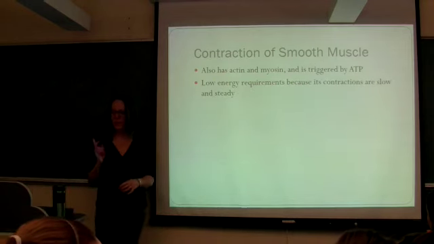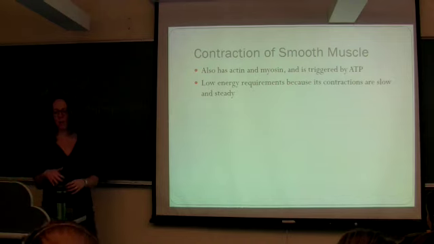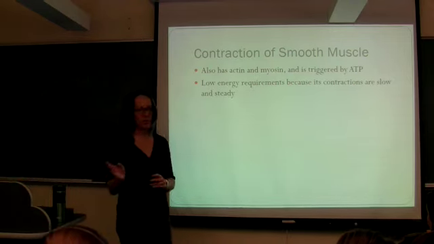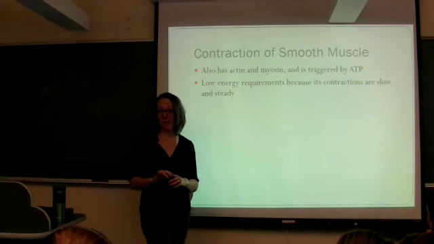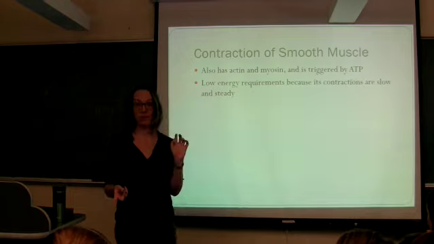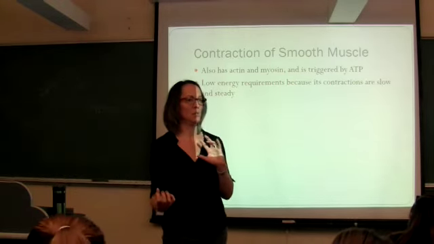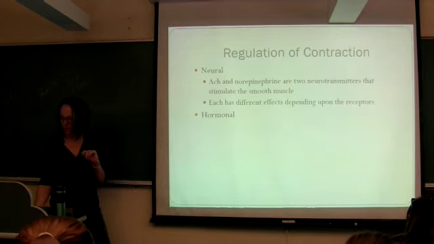Contraction of smooth muscle, it has actin-myosin, is triggered by energy with ATP. Low energy requirements because its contractions are slow and steady. You don't want your GI tract going fast, trust me. That's going to create problems possibly both ways, if you get what I'm saying. Our GI tract is meant to move slowly and churn that foodstuff. That's a visual that nobody wants, right?